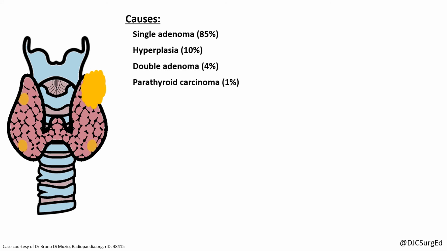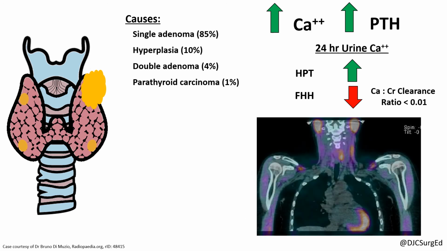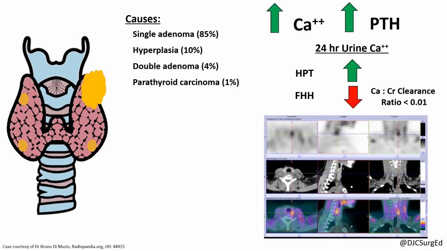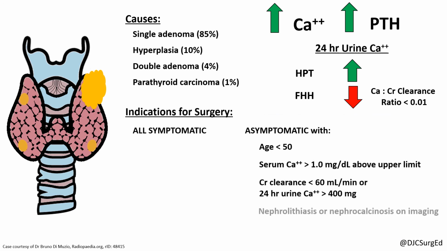Diagnosis is made with an elevated serum calcium and PTH. A 24-hour urinary calcium will distinguish between hyperparathyroidism and familial hypocalciuric hypercalcemia. A sestamibi scan combined with SPECT increases sensitivity for localization of adenomas. Surgical parathyroidectomy is indicated for all symptomatic patients as well as asymptomatic patients who meet the listed criteria for resection.